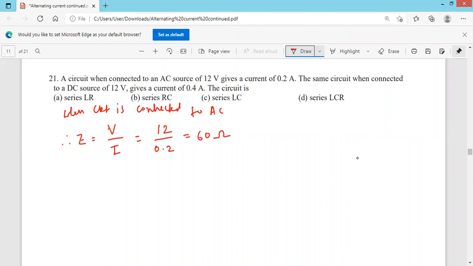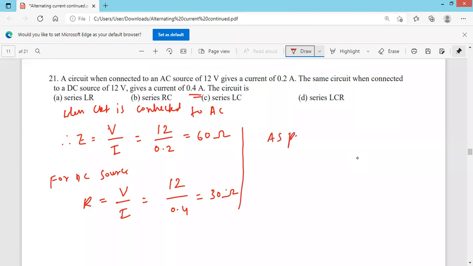Now, when the same circuit is connected to a DC source, it has only resistance, not inductive reactance or capacitive reactance. So R is V by I. Voltage is the same, 12, but the current is 0.4. Therefore, R is 30 ohm.